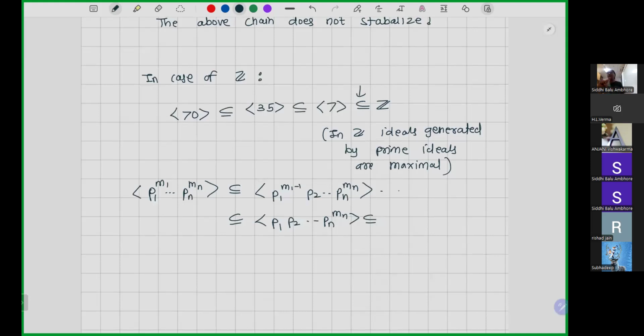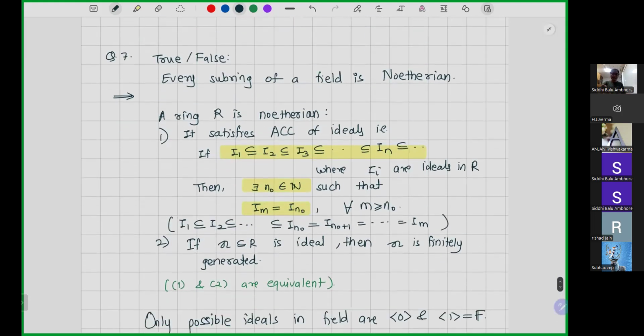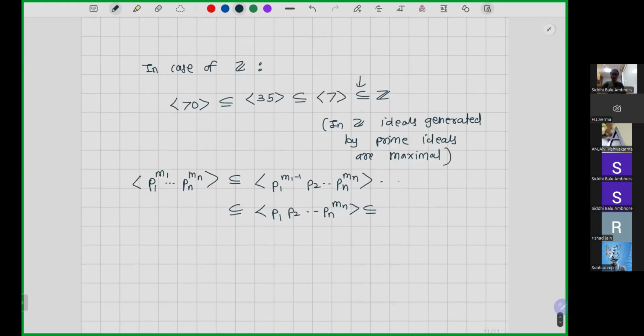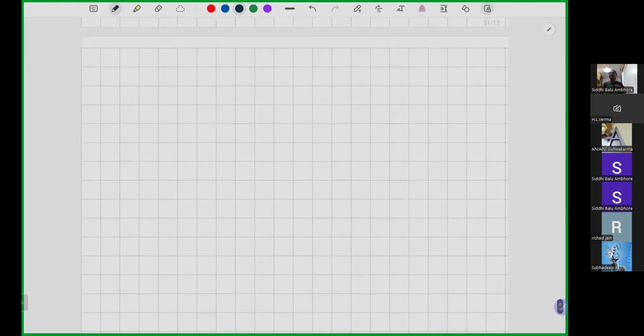Yes, exactly. It terminates somewhere. It terminates somewhere means exactly that there exists some n naught where all the inclusions above that are equalities. Okay, I hope now it is clear what Noetherian means. If you have any doubt, please let me know. We will try to clear it.